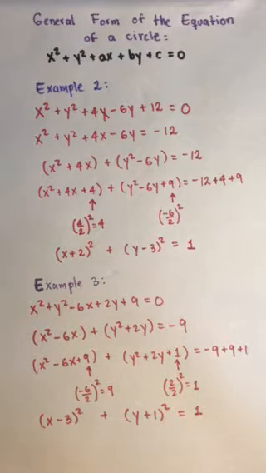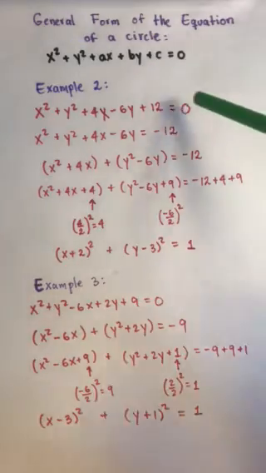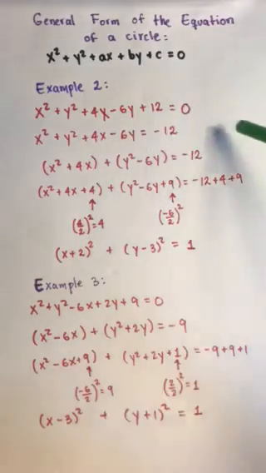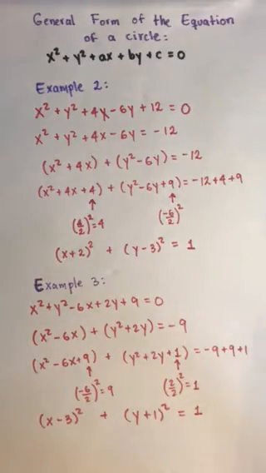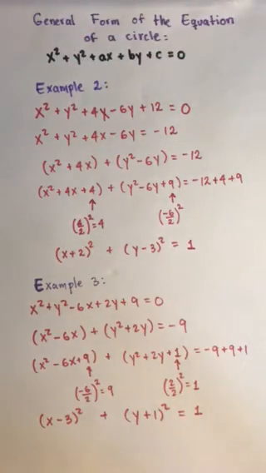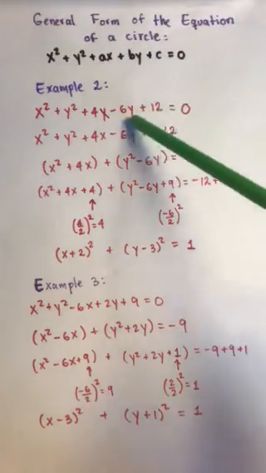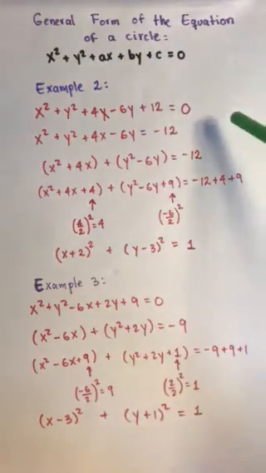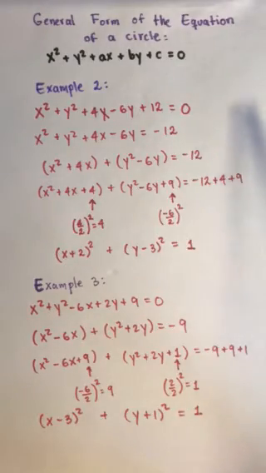So let's look at one example. We have x squared plus y squared plus 4x minus 6y plus 12 equals 0. We want to get from the general form to the standard form. For this, the first step is taking the constant to the other side of the equation. So we subtract 12 from both sides.